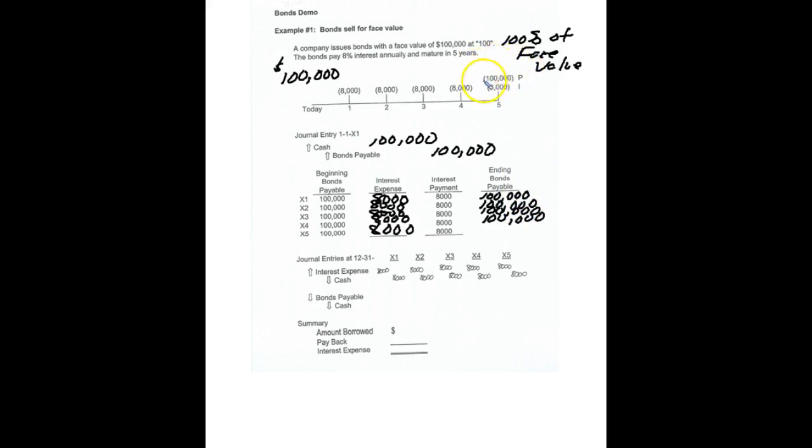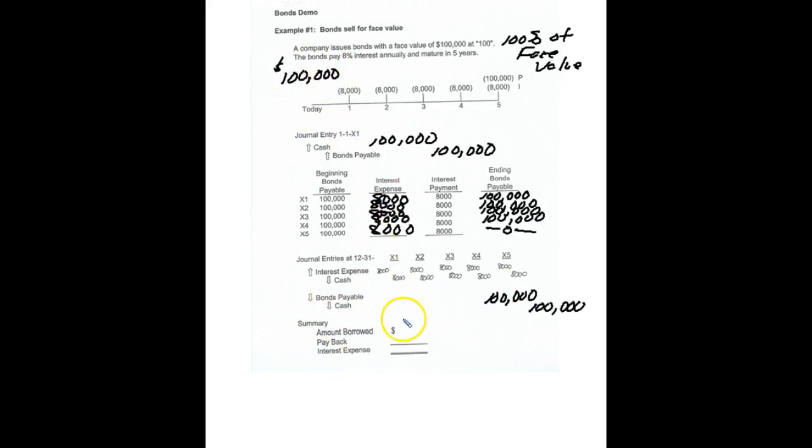But keep in mind, at the end of the 5th year, we're going to make a $100,000 payment, right? Bonds payable will go down, cash will go out, $100,000. And so if we reduce our bonds payable $100,000, then the liability is gone by the end of the 5th year. Okay, so let's look at what happened.